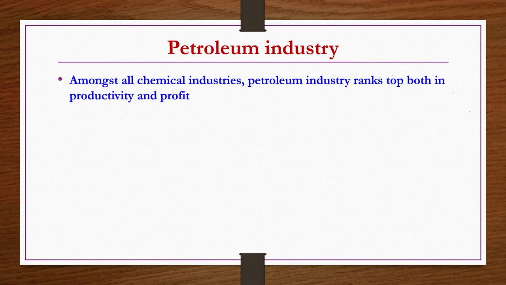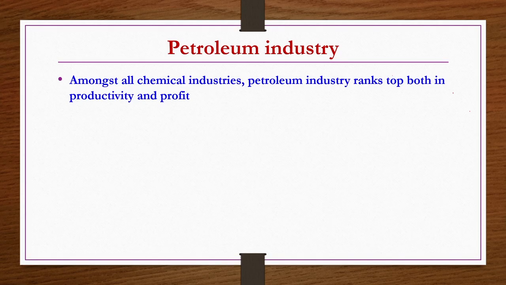So with this background, we have a clear idea of what aspects of the petroleum industry or petrochemicals we are going to discuss in the organic chemical technology course. This understanding is very essential to set our boundaries on what we are going to study in this subject. The petroleum industry related aspects we are discussing in organic chemical technology. Amongst all chemical industries, the petroleum industry ranks top both in productivity and profit, because it is a major source of energy, and not only that, it is also a basic raw material for the production of many synthetic chemicals.